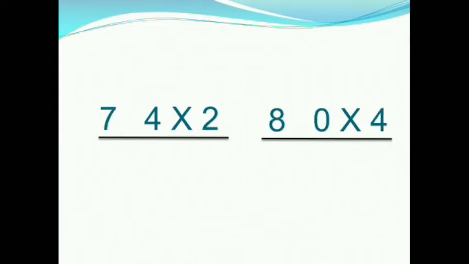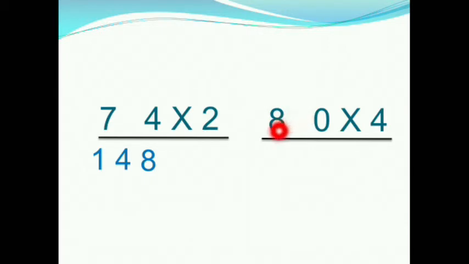Now we should find the product of 74 into 2. First we should multiply 2 and 4. 2 4s are 8. Next we should multiply 2 and 7. 7 2s are 14. Therefore the product of 74 into 2 is equal to 148.